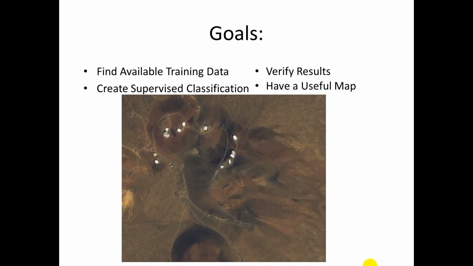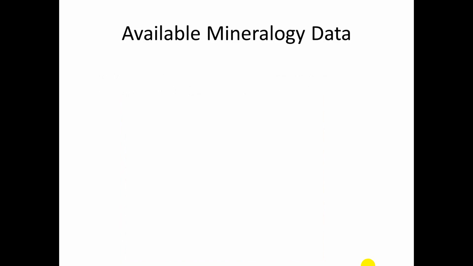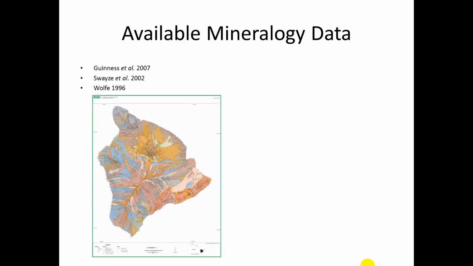So here's just a satellite image of the summit, and as we can see, there's a lot of variability. There's these different colors and different textures all spaced across the summit, and I just wanted to create a classification that really picked up on these details. So I needed to find available mineral data to start, and there's a whole bunch of it. Back in 1996, Wolf created this mineral map of the entire Hawaii island, but as we can see, the summit isn't very detailed. In order to create a supervised classification, I wanted something with a little bit more detail.